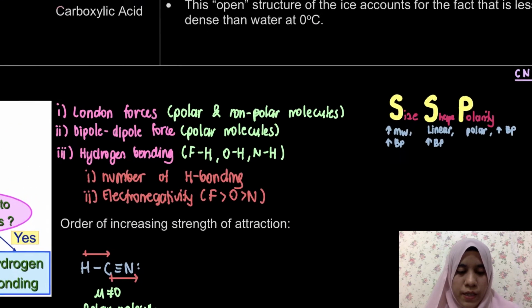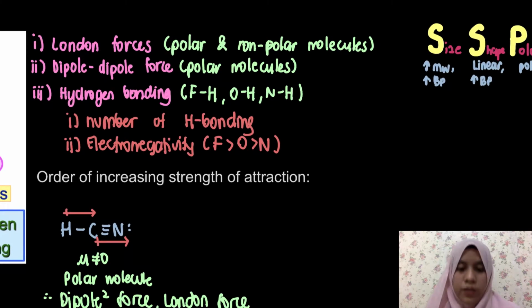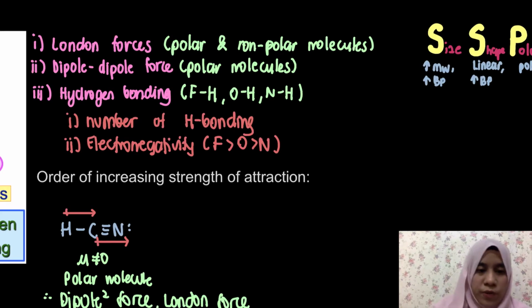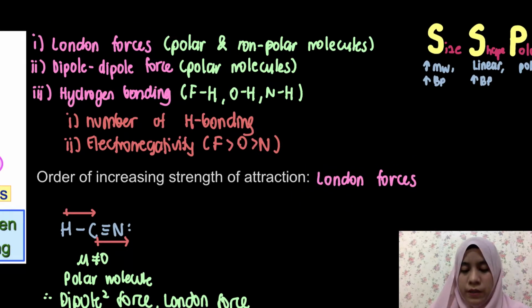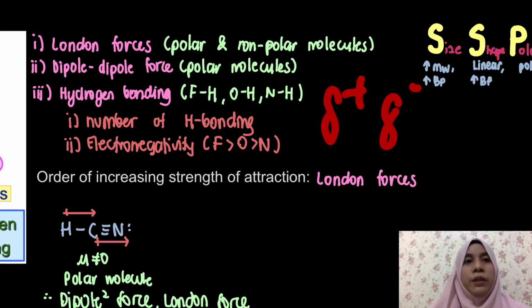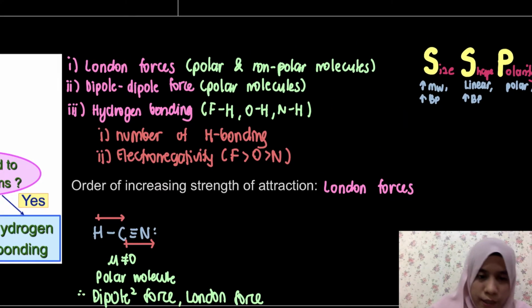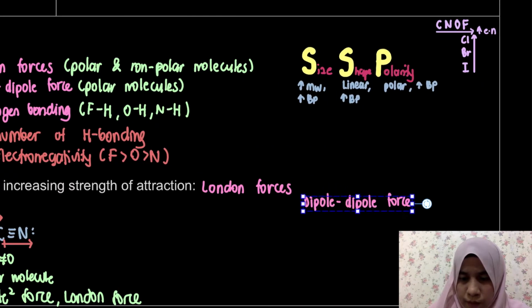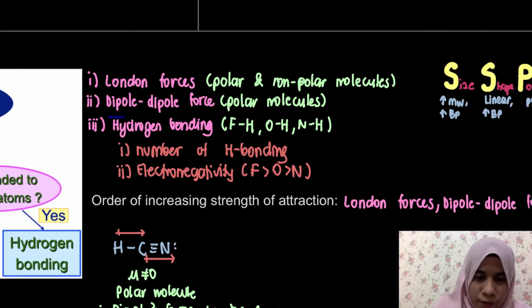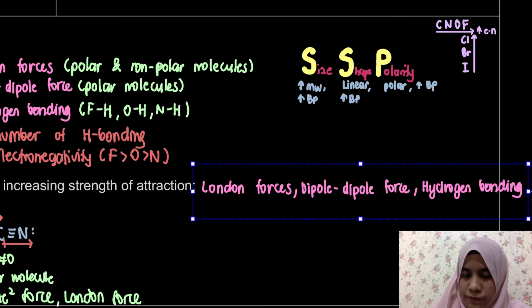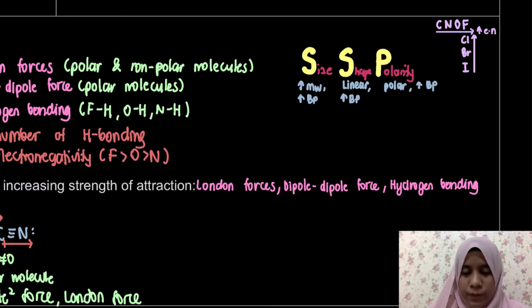Next, the last one is the order of increasing strength of attraction. We arrange from the weakest to the strongest. The weakest one is London force, because it is a temporary dipole; the partial positive and partial negative are only temporary. Next is dipole-dipole force. And last but not least, the strongest of all the intermolecular forces is hydrogen bonding. So this is what we call intermolecular force.